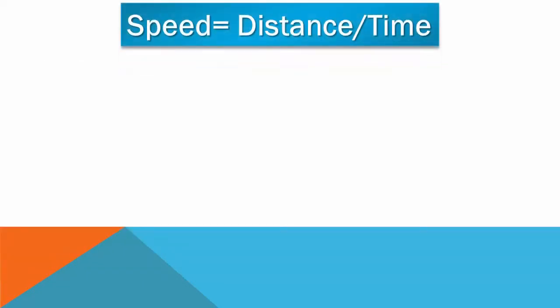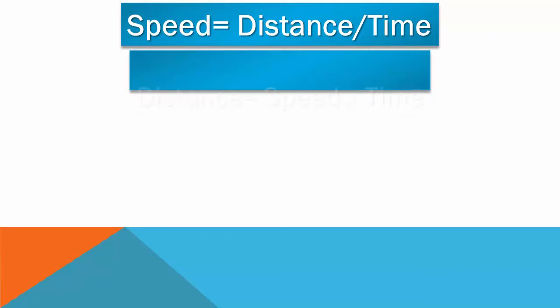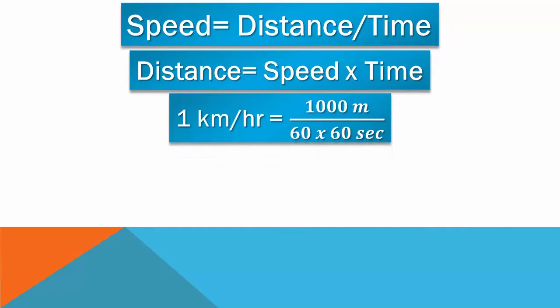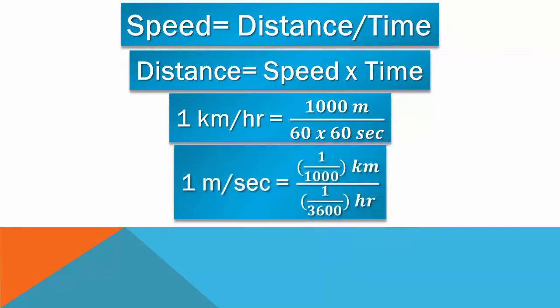So first of all, let us do a quick revision of the formulas that we have discussed in our last class. Speed equal to distance by time. Distance equal to speed into time. And while converting from kilometer per hour to meter per second, what we do? 1 kilometer per hour is equal to 1000 by 60 into 60 meter per second. In the same way, when we are converting from meter per second to kilometer per hour, what we do? 1 meter per second equal to 1 by 1000 divided by 1 by 3600 kilometer per hour.